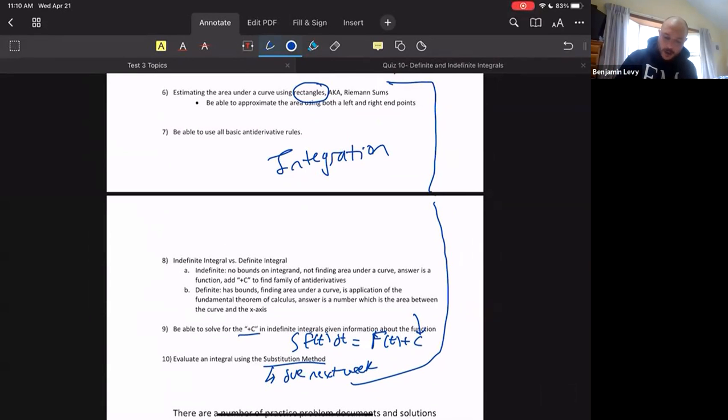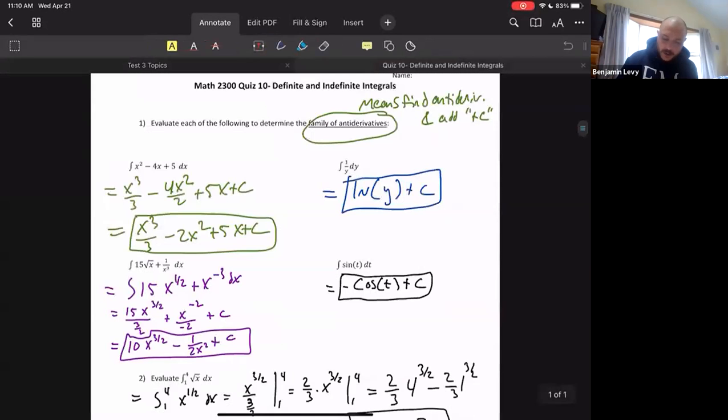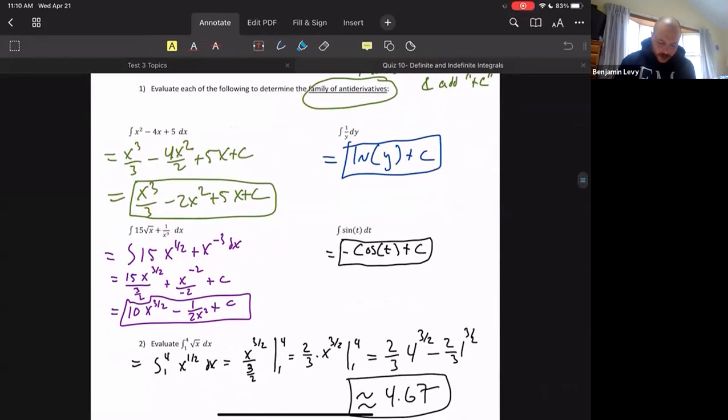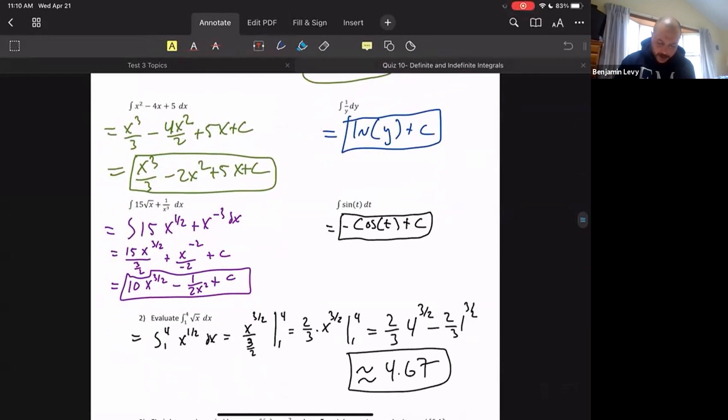Okay. Let's pull up the quiz real quick. So I passed this one back. This is the one from last Friday. Generally speaking, most people did pretty well on this. Trying to remember a couple of comments.